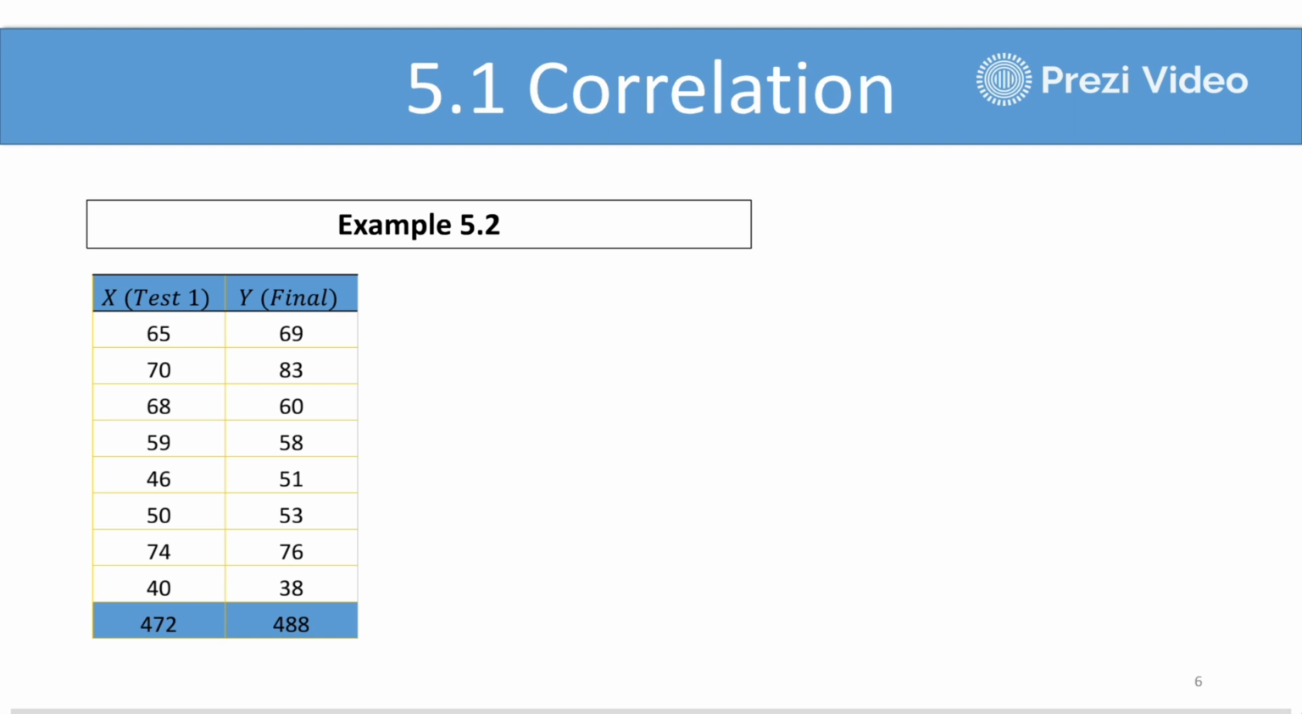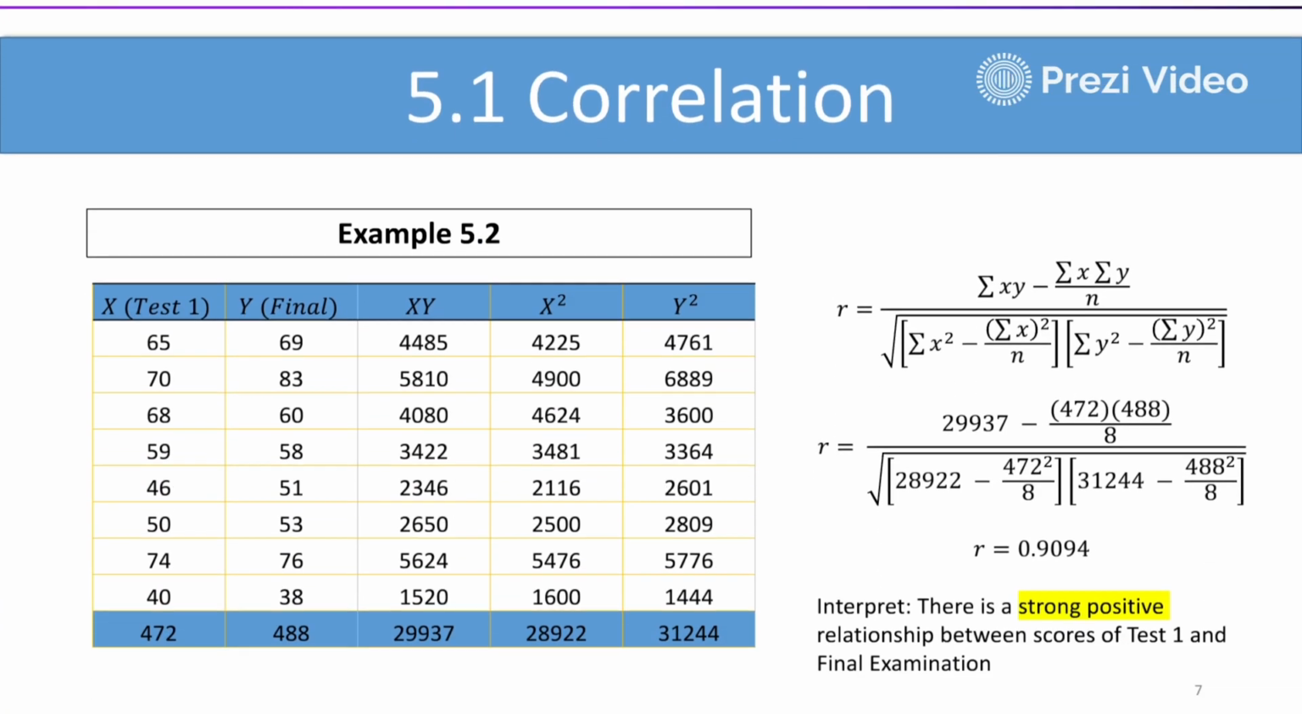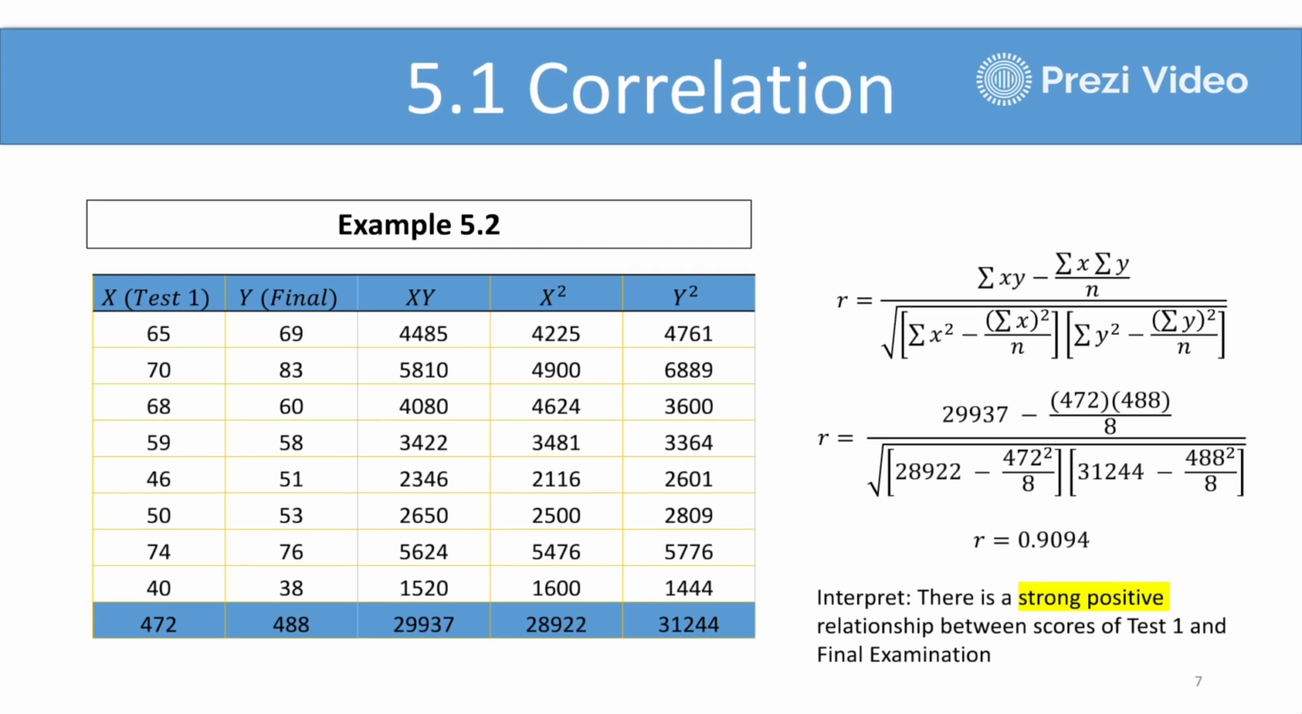Okay, so we were given one set of results, maybe from the previous batch of the students. So we let test 1 as x, and final as y. Then okay, macam sebelum ni pun kita akan buat table elok-elok.